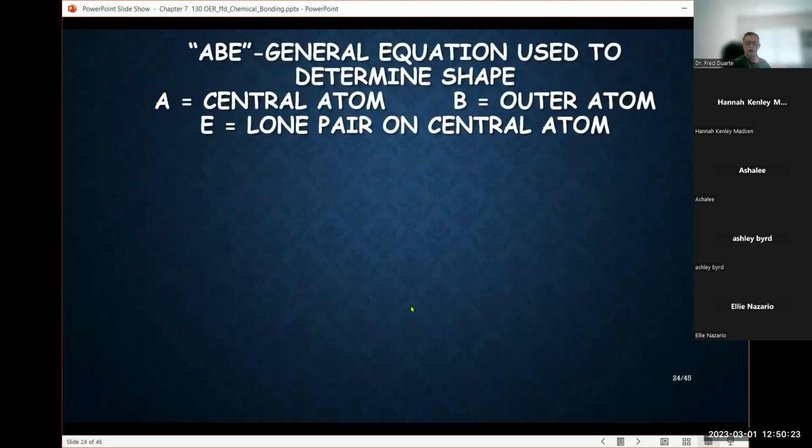Now, we already talked about the shapes table. This is a rehash. We have the general formula ABE. A is the central atom. B are the atoms bonded to the central atom. They can be all the same or they can be different. And E represents the lone pair on the central atom. Key thing: lone pair on the central atom. We don't care about lone pairs on any other atom outside, just on the central atom.